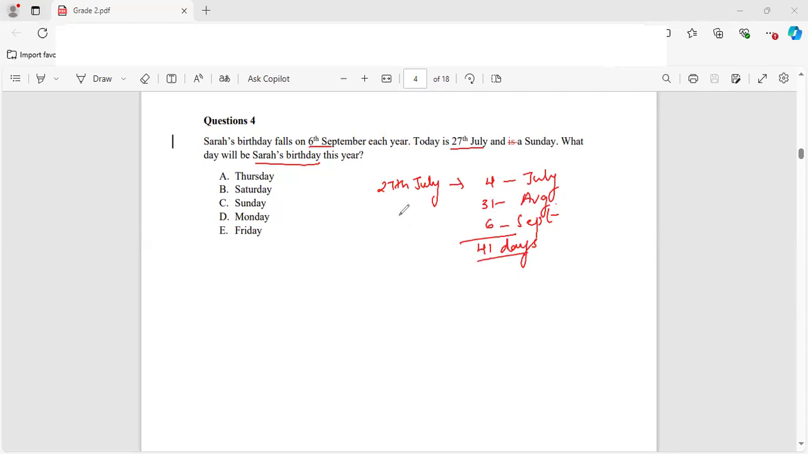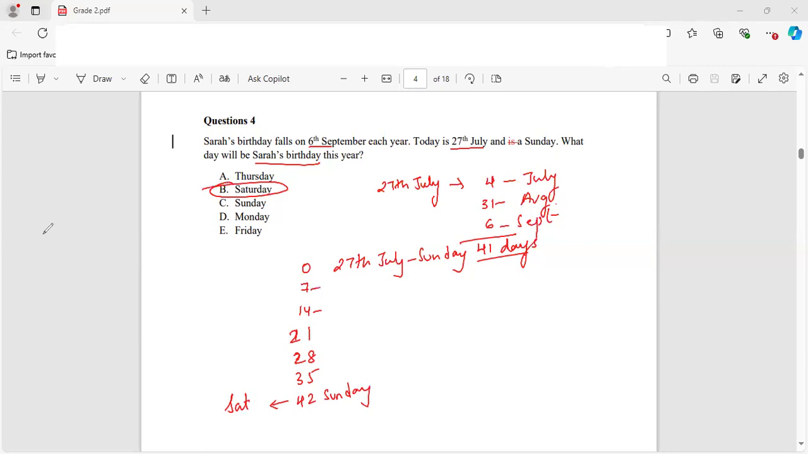Now, if you see, every week has 7 days. And so today is 27th July, which is a Sunday. So if we start with this as 0 day, then 7, 14, all these days will be a Sunday. So 21 days, then 28, then 35. Then this will be again a Sunday, but we have 41 days. So we have to take a day prior to that, which is a Saturday. So my answer for question 4 will be a Saturday, option B.